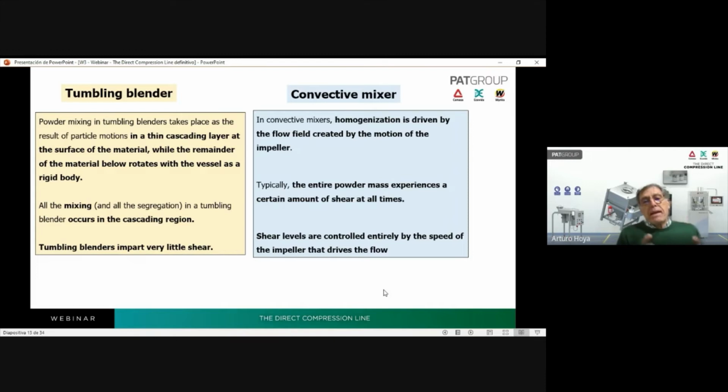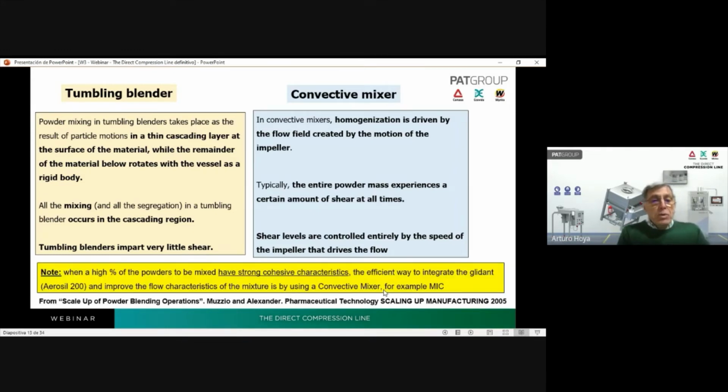Typically, the entire mass experiences a certain amount of shear all the time because the impeller moves big amounts of powder all the time. So shear levels are controlled entirely by the speed of the impeller that drives the flow. You can reduce or you can increase the RPM of the impeller, and you will reduce the time in order to reach the content uniformity of the blend.